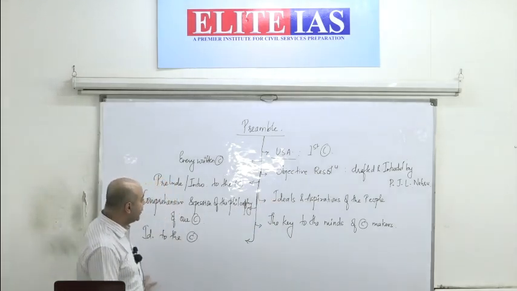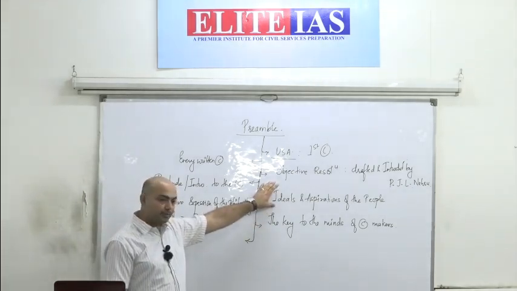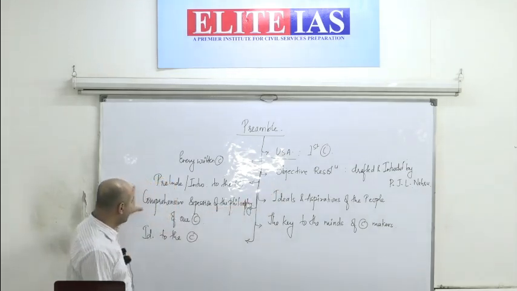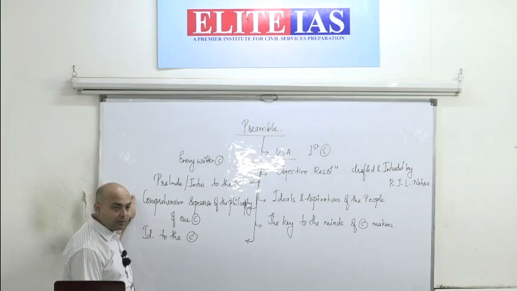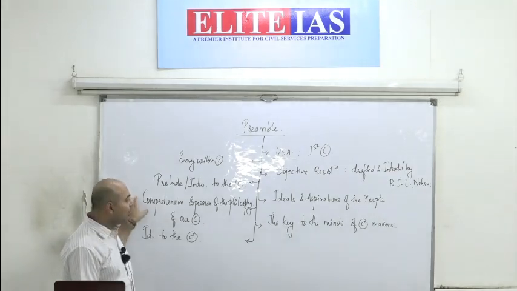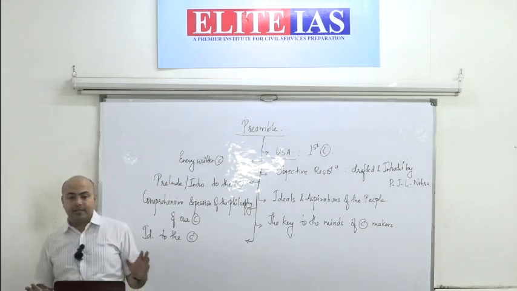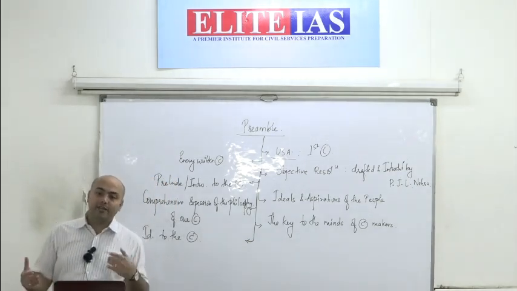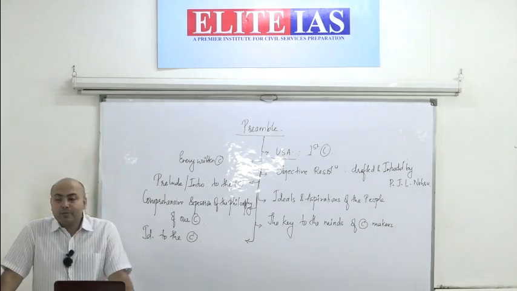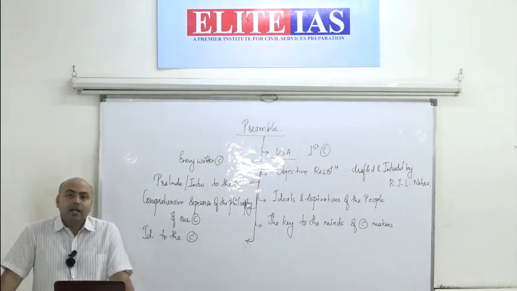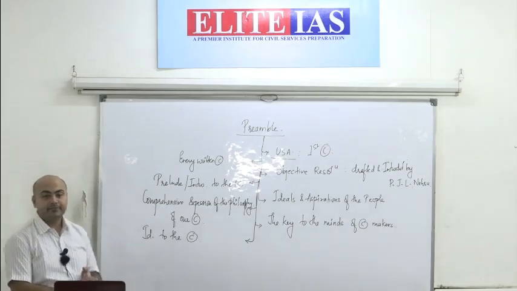Now, the thing is, why are we saying it is ideals and aspirations of the people? Why do we say it is a comprehensive expression of the philosophy of the Constitution? Or why is the Supreme Court taking this view that it is the key to unravel the minds of our constitution makers? This is what the Supreme Court has to say. In this context, you need to understand this very idea.